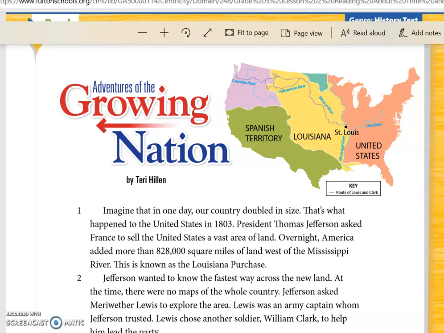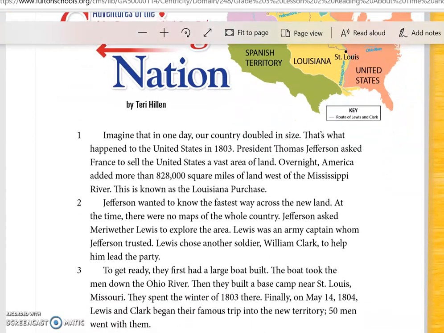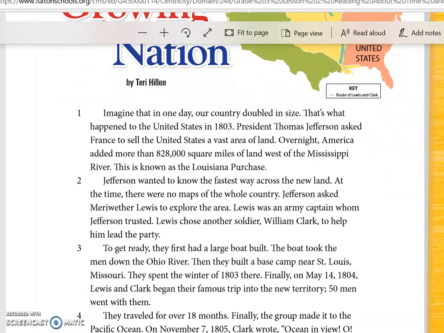Paragraph 2. Jefferson wanted to know the fastest way across the new land. At the time, there were no maps of the whole country. Jefferson asked Meriwether Lewis to explore the area. Lewis was an army captain whom Jefferson trusted. Lewis also chose another soldier, William Clark, to help him lead the party.